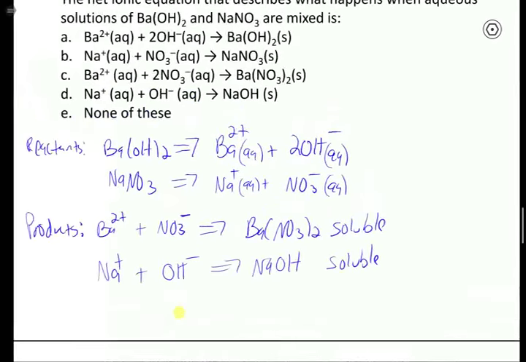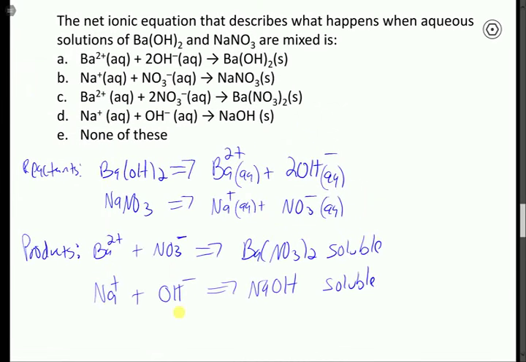So if we look at all our answer choices A through D, they all have some solid product here, some precipitate, some insoluble species, and we know from solubility rules that neither of our potential products will be insoluble. So none of these can work out, so the only answer left is E. So in a reaction where you're not forming a precipitate or you're not doing an acid-base reaction, you don't have a net ionic equation. You can mix those two solutions together and nothing will happen. So there's no chemical reaction to even describe here.